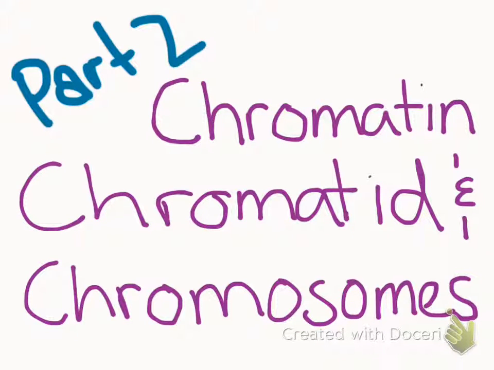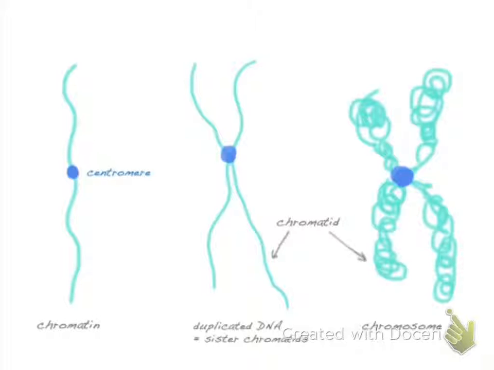Part 2, chromatin, chromatid, and chromosomes. We've all heard of DNA and stuff, but it's not that simple. DNA is arranged into structures called chromosomes that are made up of nucleic acids and proteins. That's pretty simple, except that there's also chromatins and chromatids.